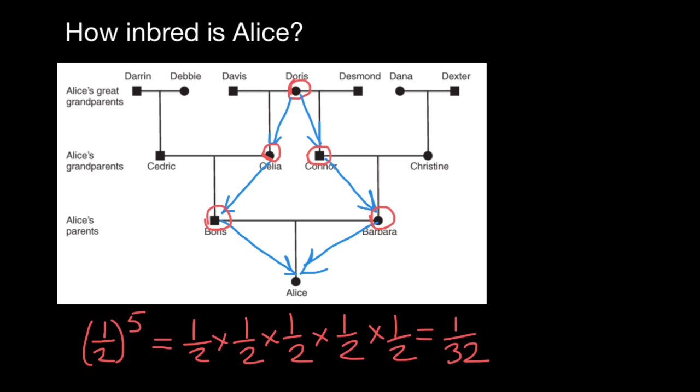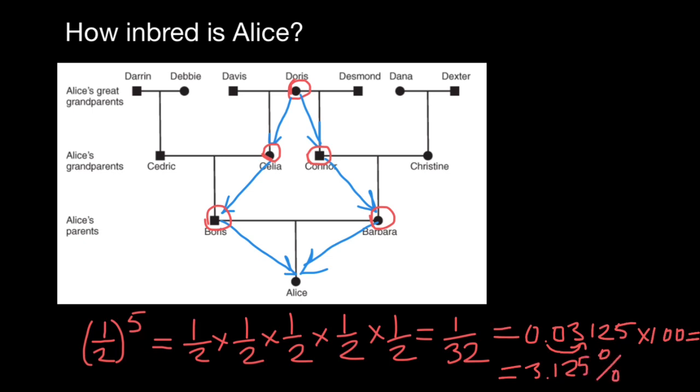If you need an answer in percent form, then we have to get a decimal number here, which is 0.03125. And then we have to multiply this number by 100. Our answer in percent form is going to be, basically we have to move the decimal point two places to the right, 3.125%. Some of you might say that this is a small number, but imagine we have around 20,000 genes, and 3% means 600 genes would be identical by descent.